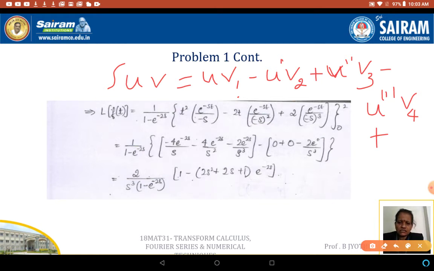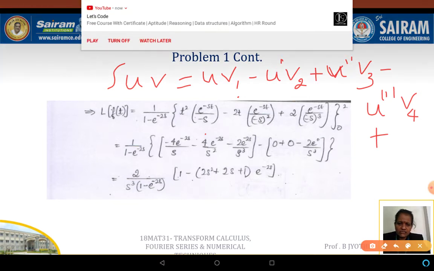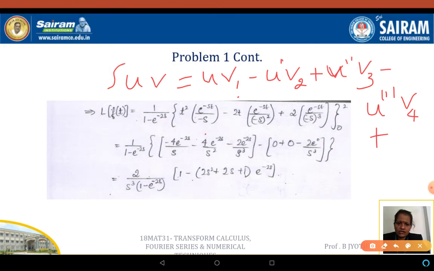So this part is a constant, 1 upon 1 minus e power minus 2s, into t square, that is u. It is as it is. v1 will be e power minus st divided by minus s, because e power minus st when integrated with respect to t gives minus s as a constant in the denominator. Similarly for the second part, minus 2t into e power minus st divided by minus s the whole square, plus 2 into e power minus st divided by minus s the whole cube.